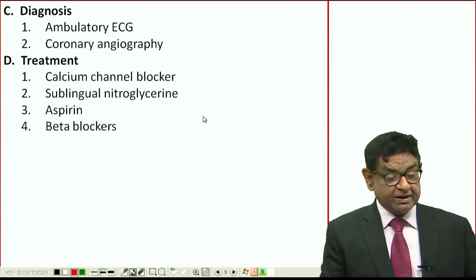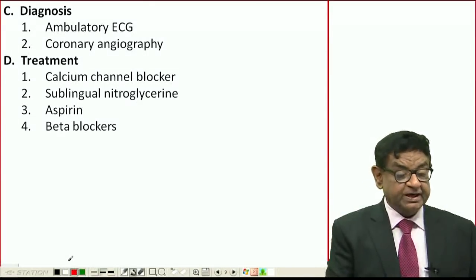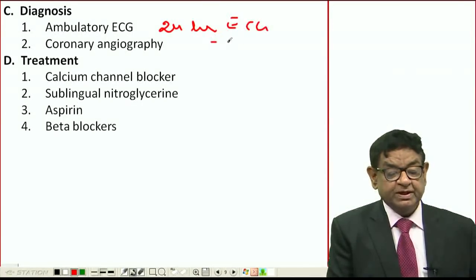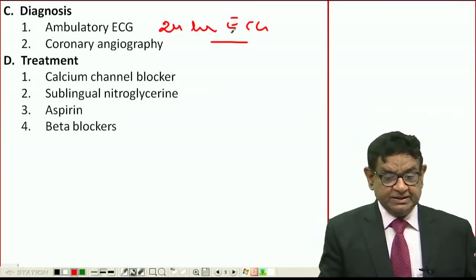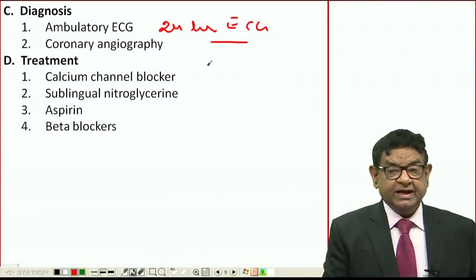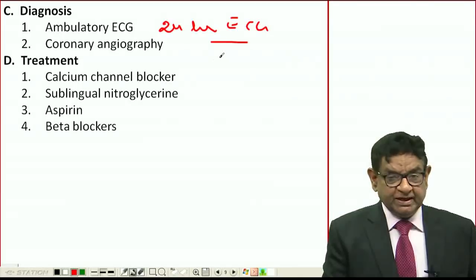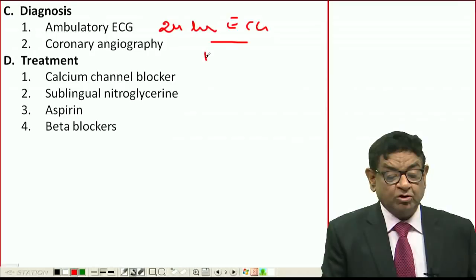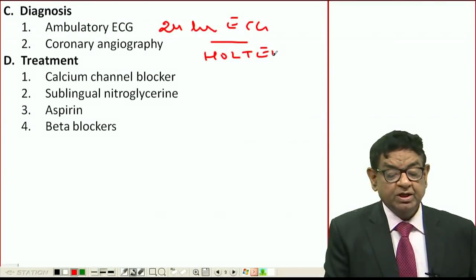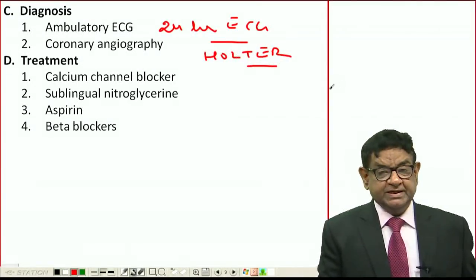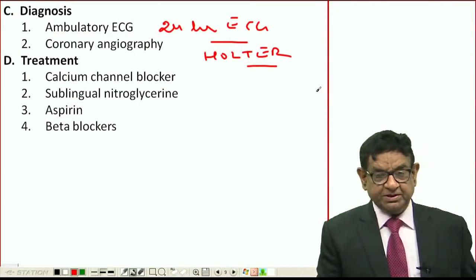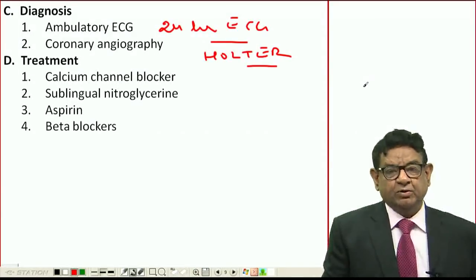Then how do we really diagnose Prinzmetal angina? You do ambulatory ECG, so-called 24-hour ECG monitoring. What is done and how is it done? In this, the patient comes to the hospital, and we have an ambulatory ECG machine, the other name of which is also Holter monitoring.